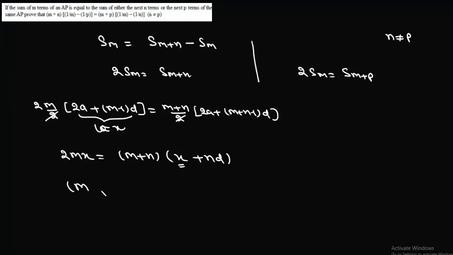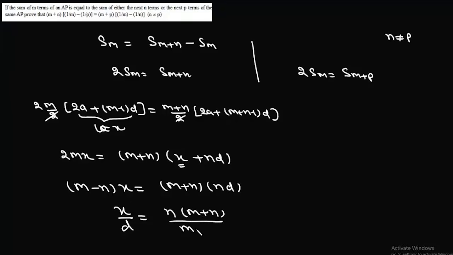Now we'll take this x on the left hand side. We can write (m minus n) into x, and that will be equal to (m plus n) into nd, or we can simply write x upon d will be equal to n into (m plus n) upon (m minus n). Now similarly we can write it for this equation, and from here we get x upon d as p into (m plus p) upon (m minus p).